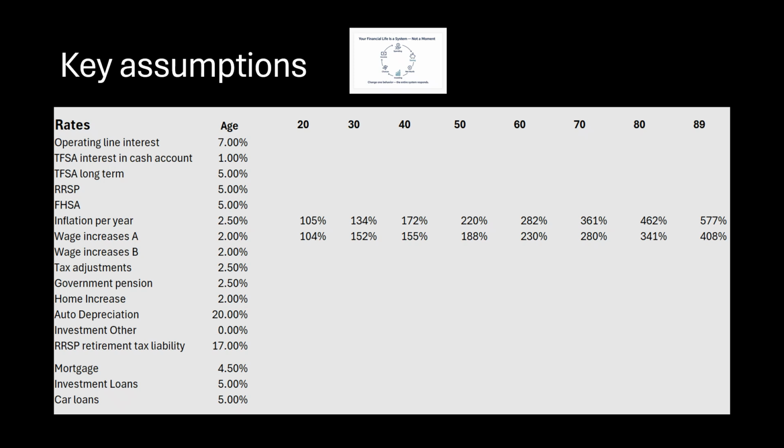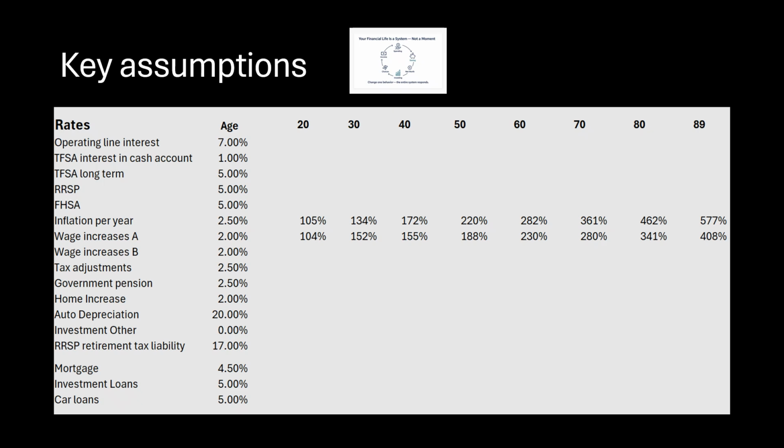Inflation and wage growth. These are the backbone of any long-term model. Inflation at 2.5% drives the rising cost of living. It's also used to convert future dollars back into today's purchasing power. Wage increases A and B at 2% represent modest annual salary growth. The image shows how inflation and wage growth accumulate over decades.